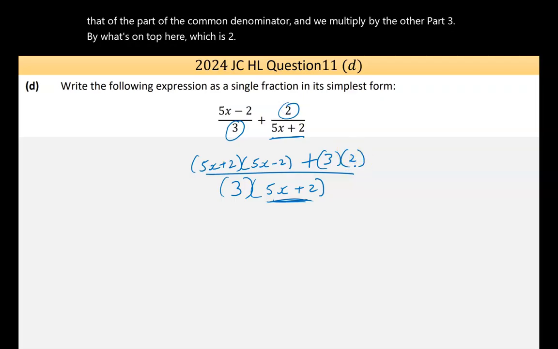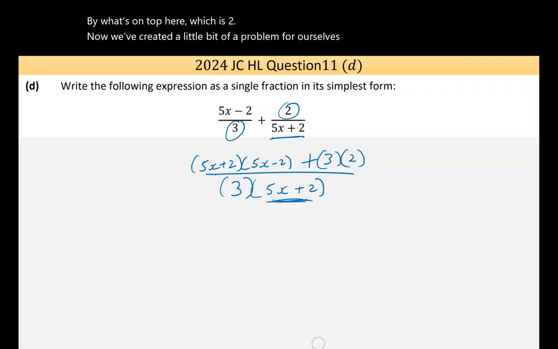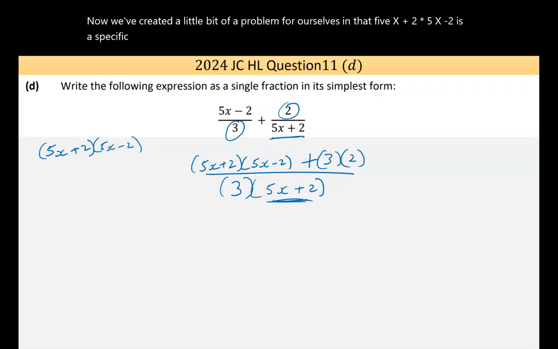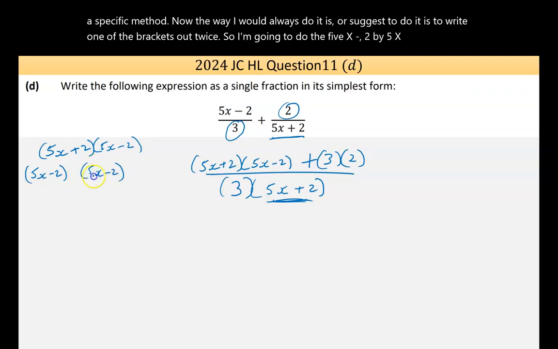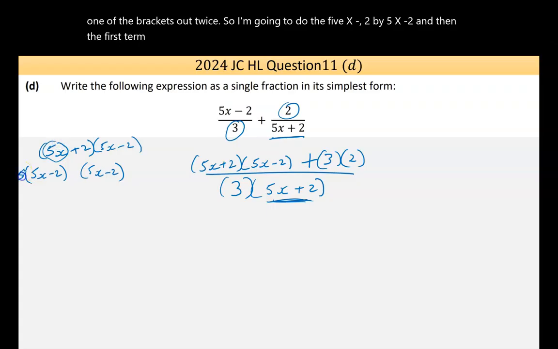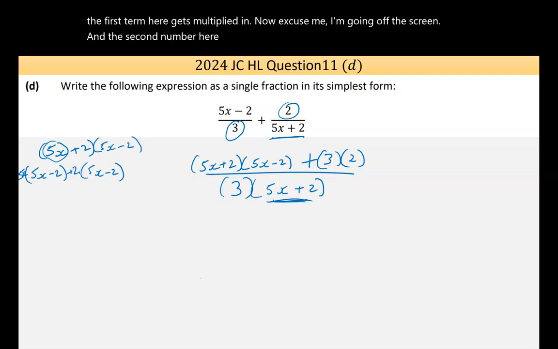Now we've created a little bit of a problem for ourselves in that 5x plus 2 multiplied by 5x minus 2 is a specific method. Now the way I would always do it, or suggest to do it, is to write one of the brackets out twice. So I'm going to do the 5x minus 2 by 5x minus 2. And then the first term here gets multiplied in. Now excuse me, I'm going off the screen. And the second number here multiplies into the second bracket.